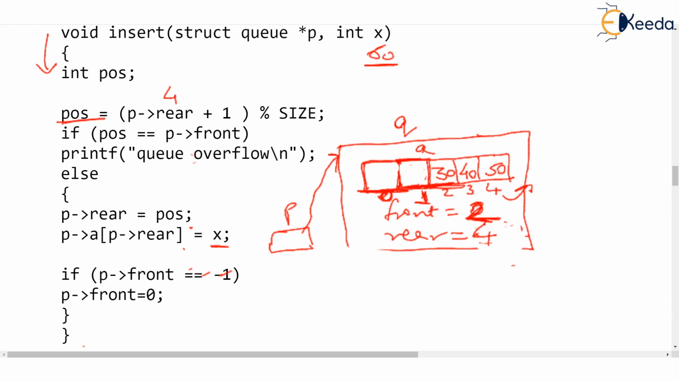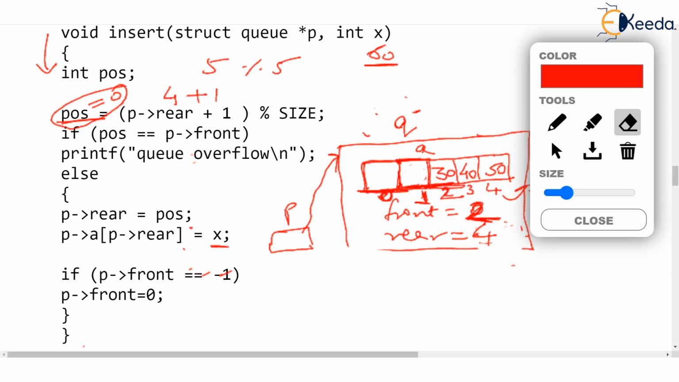Rear is 4, check the box. Rear is 4 plus 1, which is 5. 5 % 5 is 0. So the position of insertion is 0. That means the new element 60 should go at place 0. And come on, 60 can go at place 0. Yes, because the front-most element is standing at 2. So that means there are some vacant places before front, and we can surely insert 60 over there.